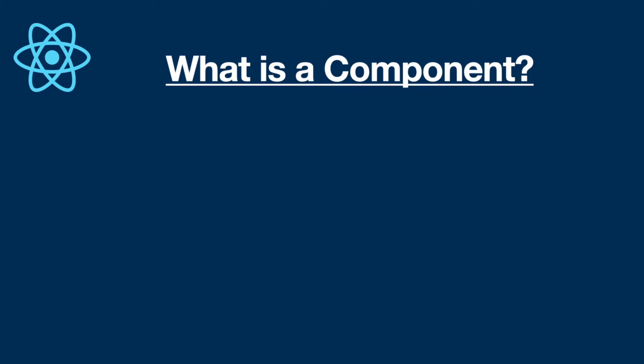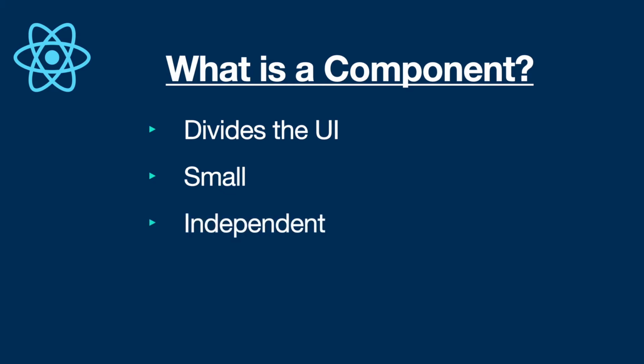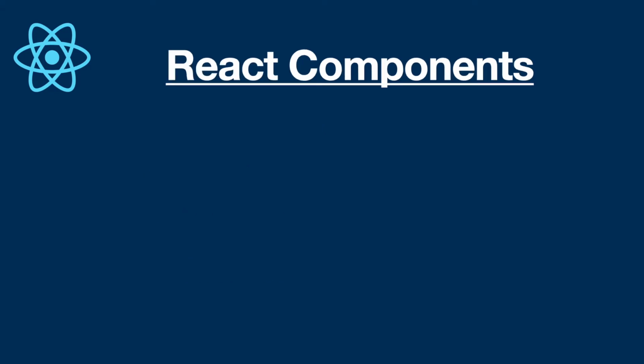A component is something that allows us to divide the user interface into smaller pieces. So a component is a small part of the UI. It is an independent code block which has its own JavaScript and CSS files. And more importantly, components are reusable. So basically, we create a component once, but we can use it as many times as we want. And since components make development much easier, all of the modern frameworks today, like Angular and Vue.js, are also using this component model. So now, what are React components?